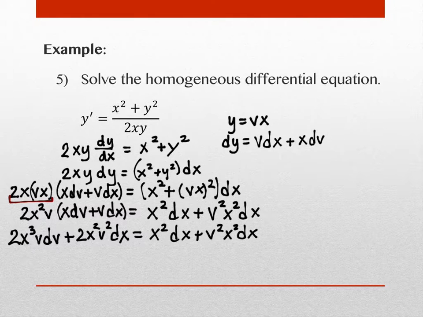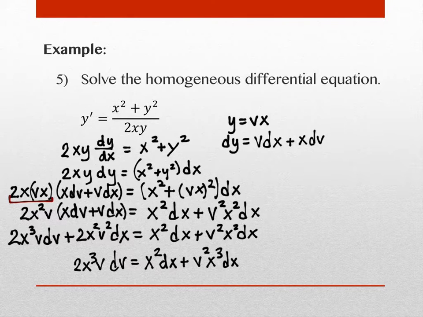So the piece that's on the left that has the dx in it, I'm going to move it to the right. So on the left, all I now will have is 2x cubed v dv. And on the right, I have x cubed dx, I'm sorry, x squared dx, plus v squared x cubed dx. And now I have minus 2x squared v squared dx. Did I get all those in there correctly?